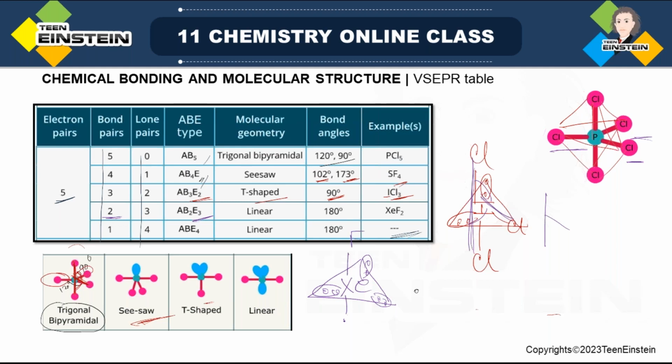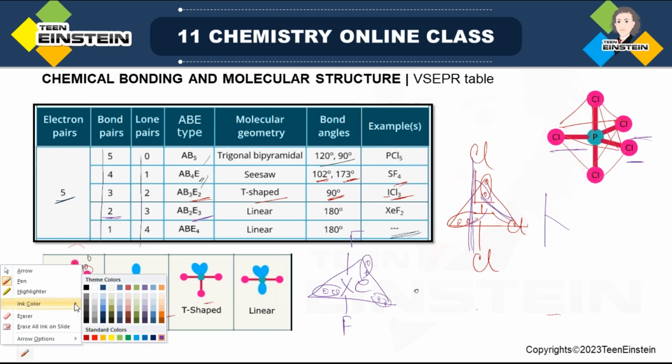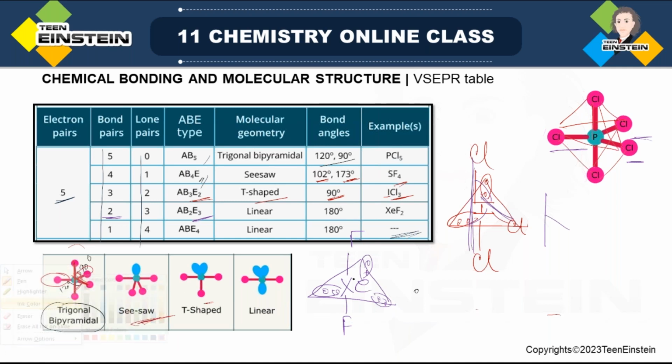So XeF2, all these triangular position there will be lone pair. And this is a fluorine, this is a fluorine. So if you consider only the FXeF part, if you focus on this part only, it is linear, isn't it? The angle is 180 degree. And the next example is possibility AB E4, though that is very rare.